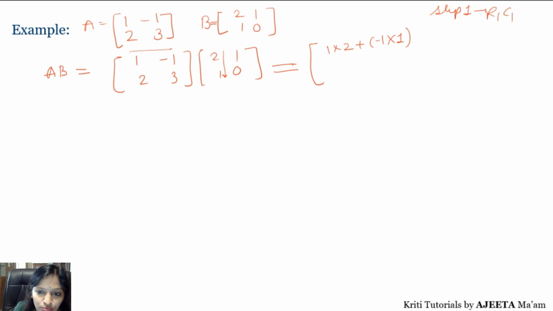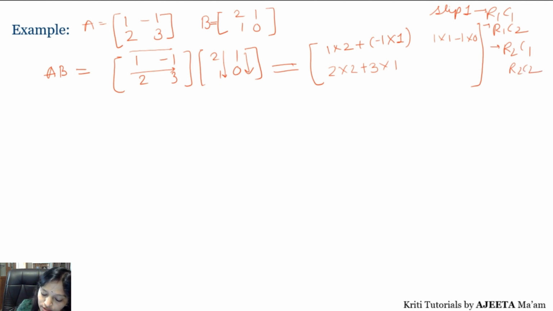What will be the second element? You write it, then I'll start. So what will be step 2? Step 2 is R1 with C2. Okay, now let's move on. So 1 with 1 and minus 1 with 0. Now, what will be the next step? R2 with C1. So this is your R2. So 2 into 2 plus 3 into 1. What will be the next? R2 with C2. Let's move it. 2 into 1 plus 3 into 0. So this is what the answer will be for AB.